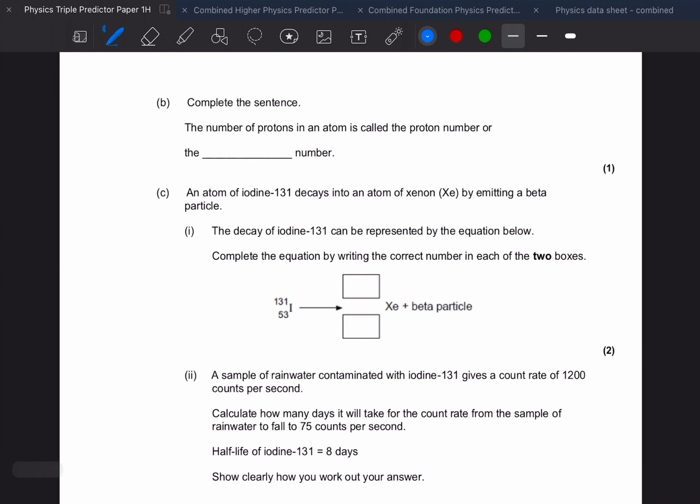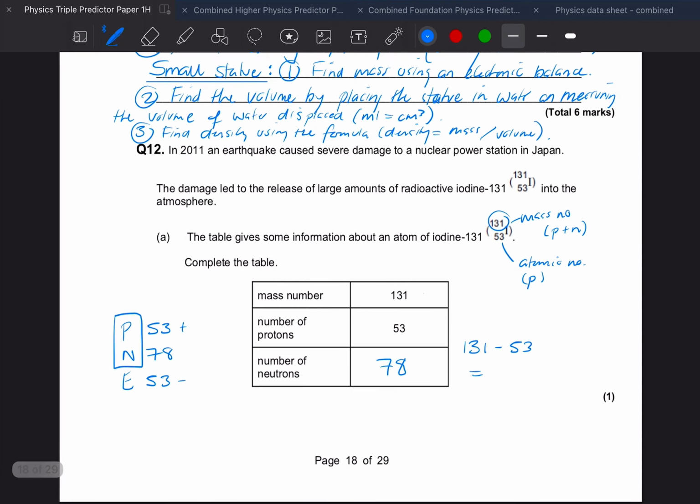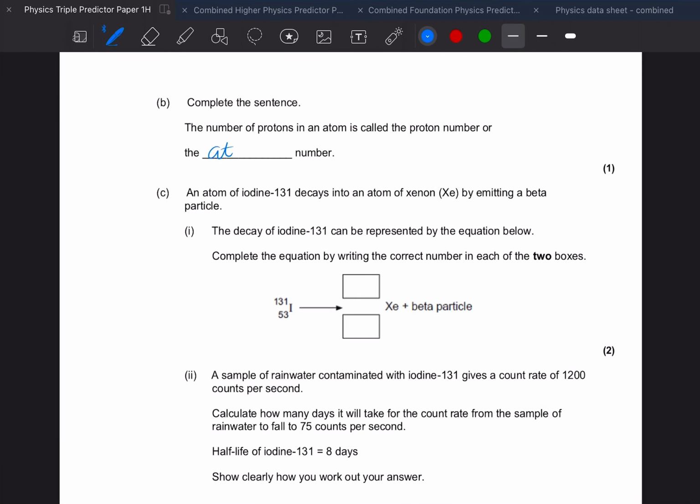Complete the sentence. The number of protons in an atom is called the proton number, or we've said it already, it's the atomic number. An atom of iodine-131 decays into xenon by emitting a beta particle. Beta particles have a mass of 0, and the proton number will increase by 1. Because remember, during beta decay, one of the neutrons turns into a proton and then a high-speed electron is emitted.